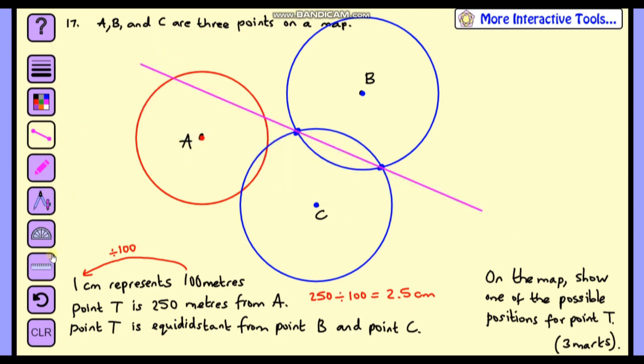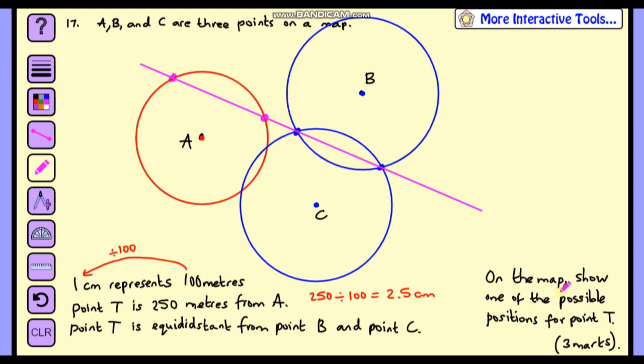If I get rid of the ruler, you can see that this line goes through those 2 points. And notice it also hits these 2 points here. So anything on this pink line is equidistant between C and B, and anything on the red line is 2.5 centimetres from A. So what we're looking for is something that's on the pink line and the red line, and you can see that these 2 points here satisfy both of those.